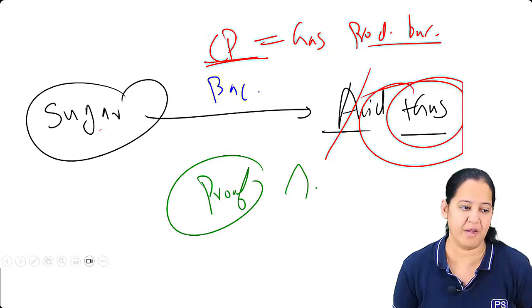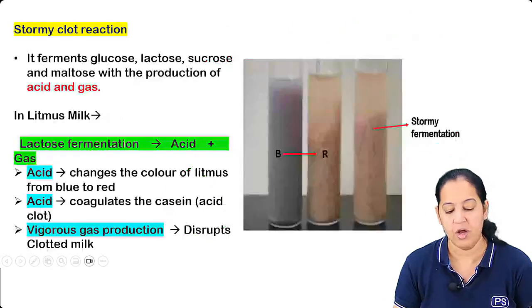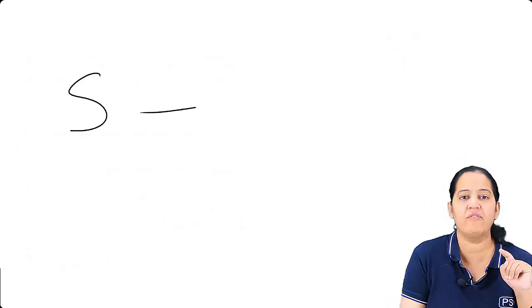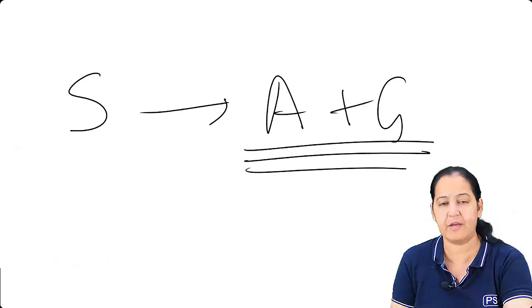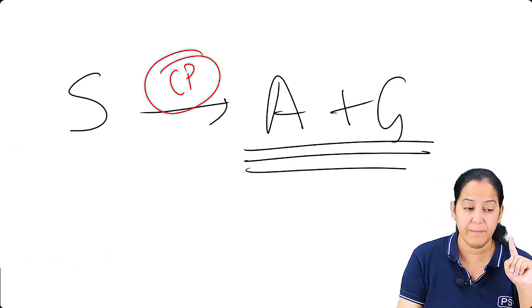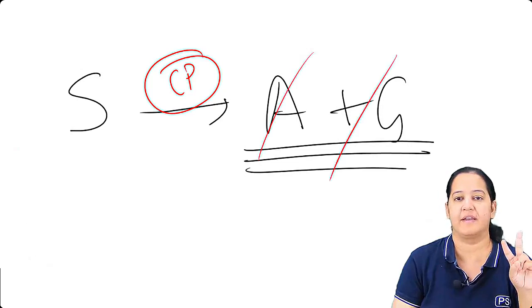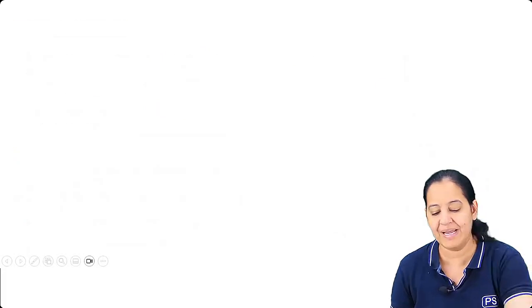Do an experiment and prove that whatever I'm saying is true. I want to prove that sugar will split into two things, acid and gas, by Clostridium perfringens. So Clostridium perfringens splits the sugar into two things, acid and gas. Let's do an experiment. It is known as the milk experiment.